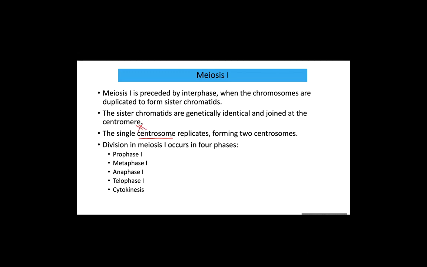Centrosome has two centrioles. These two centrioles form, and then they migrate to each pole. From the centrosome, a spindle fiber, a kind of fiber or string, spindle microtubule, is produced, and this spindle microtubule is going to attach to the centromere later. Meiosis one can be divided into four phases: prophase one, metaphase one, anaphase one, telophase one, followed by cytokinesis.